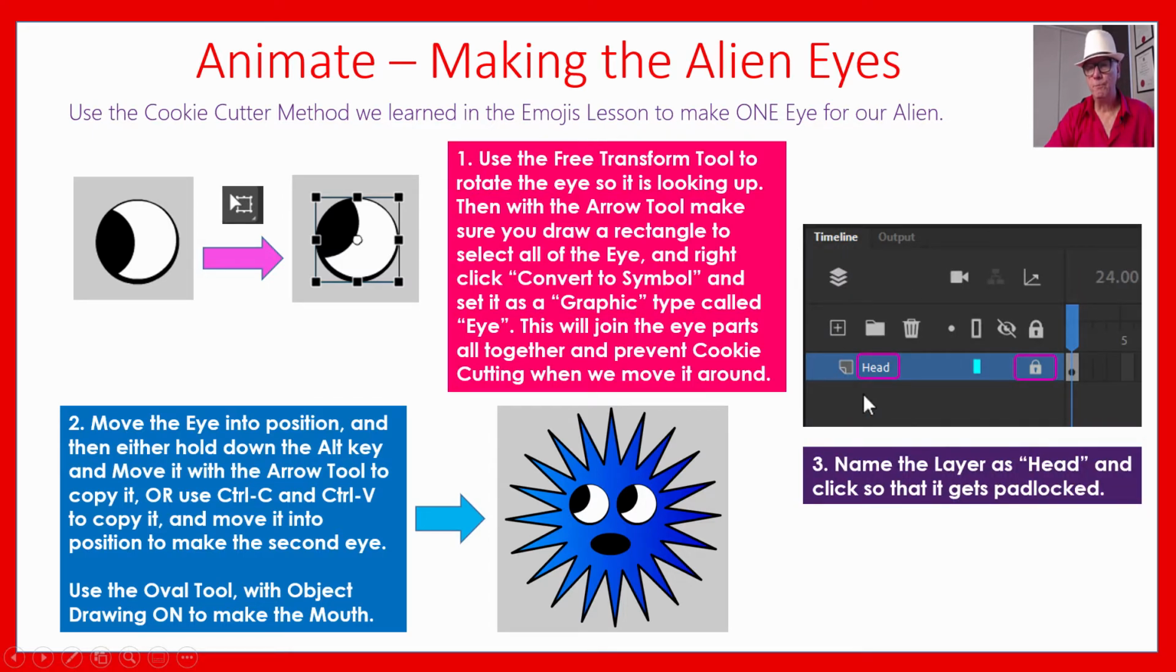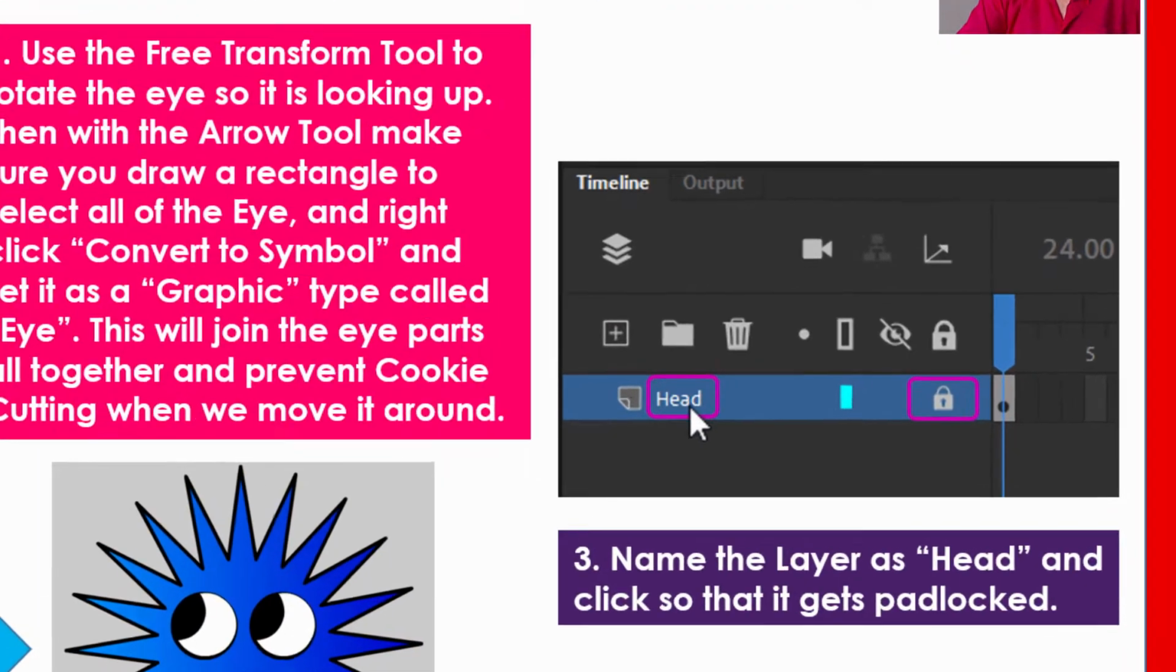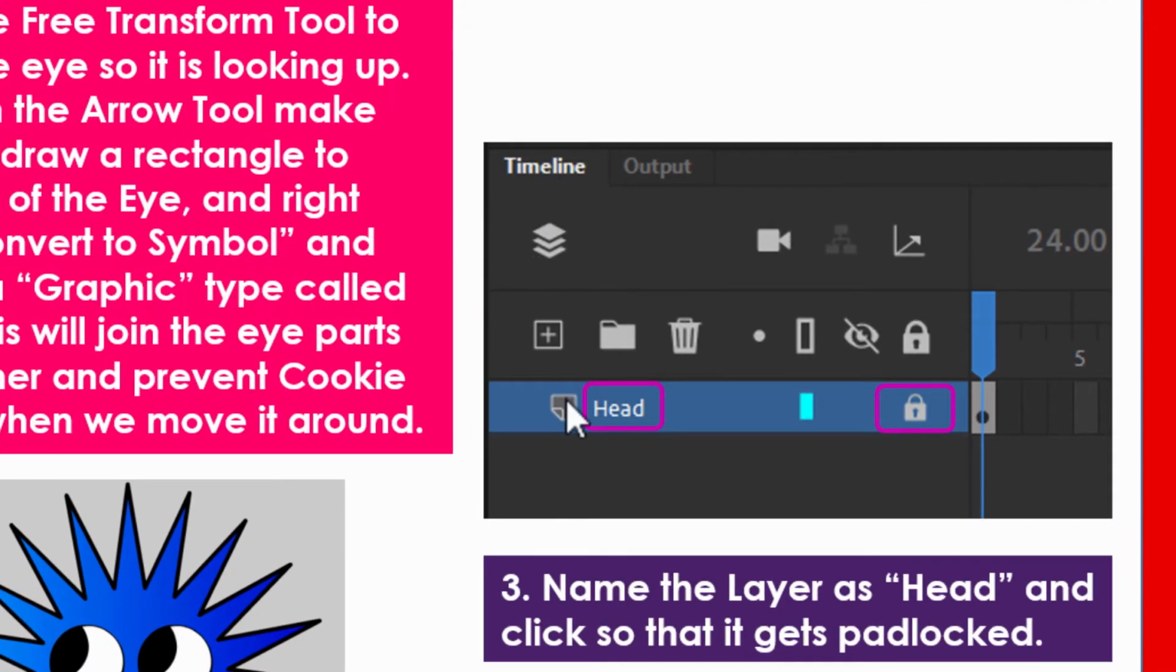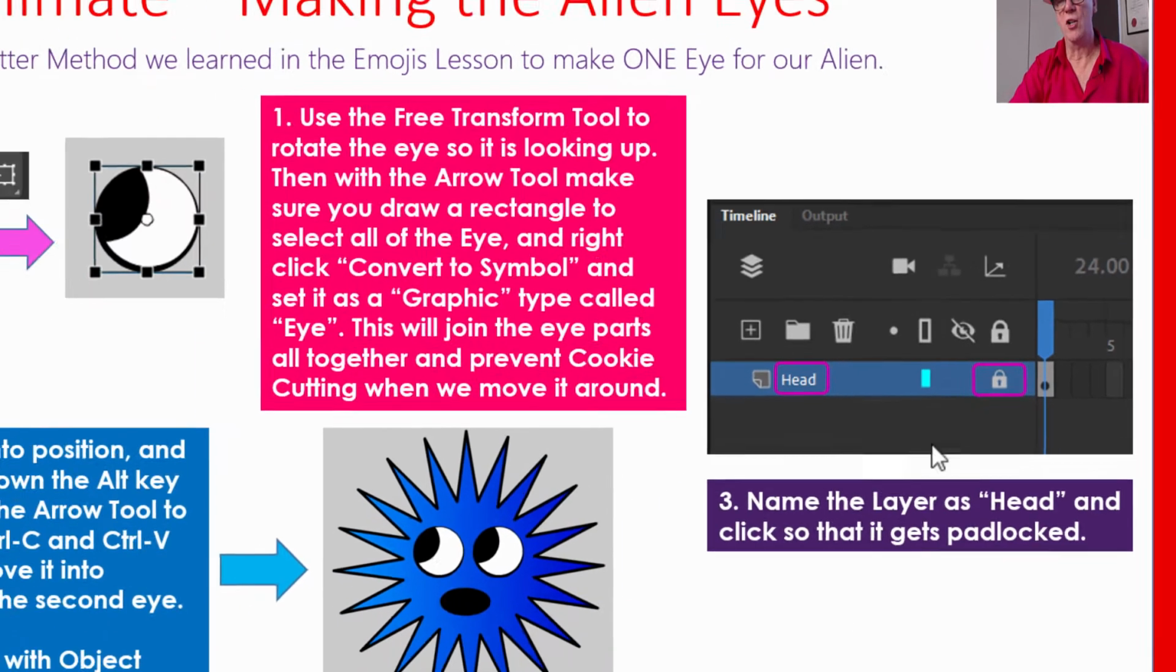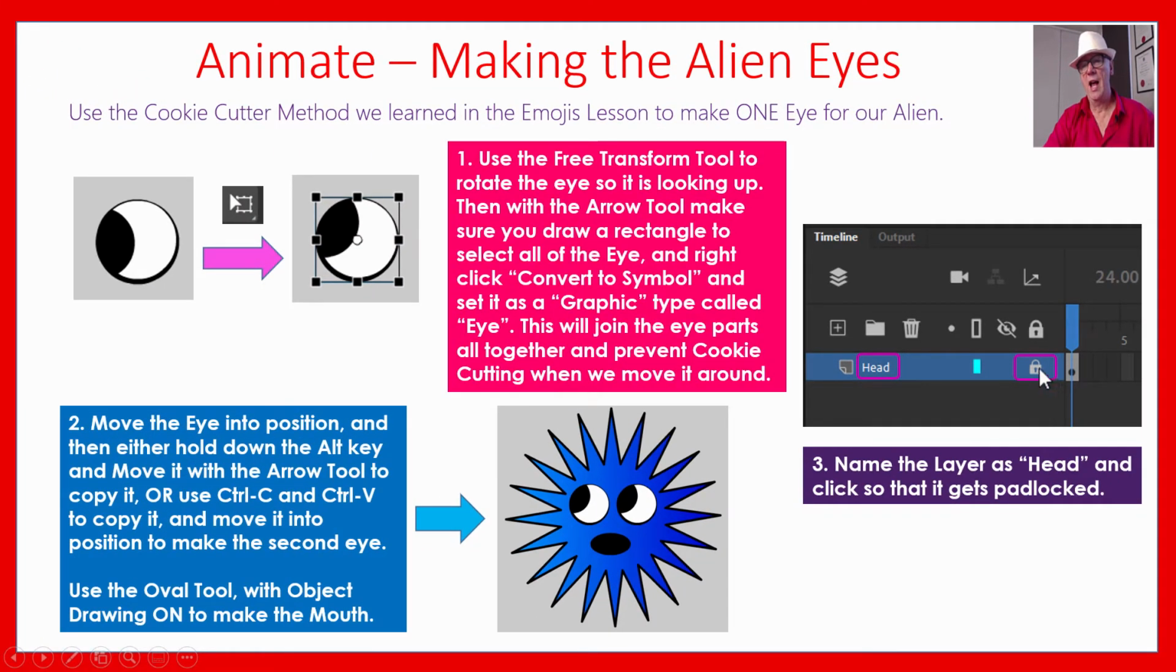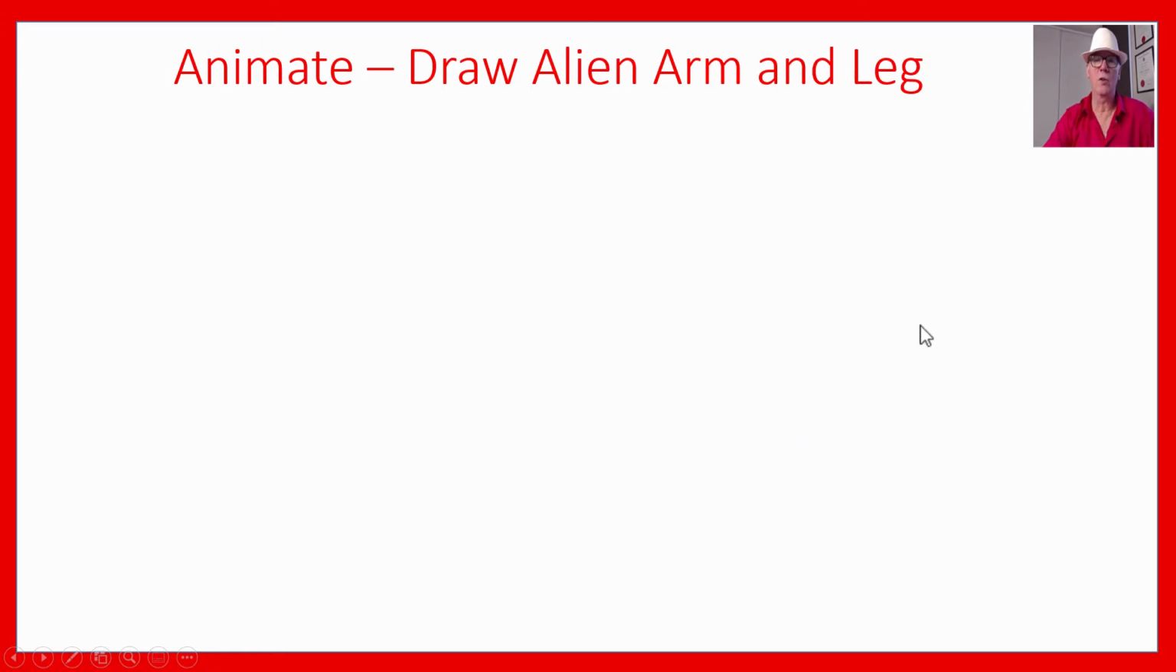All right, so name that layer in the layers on the timeline down the bottom left-hand corner. Just double click in there and call that head. And we want to padlock that because we don't want to be messing with the head now, because that's all finished, okay? So you click here and the padlock should appear, and we've renamed it head, and we're all good to go with the head.